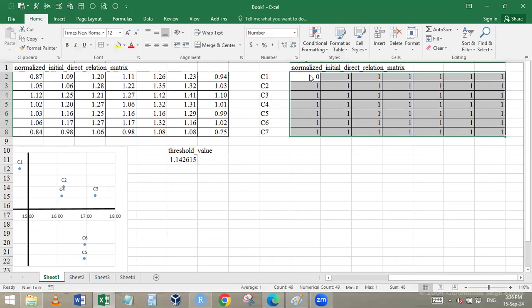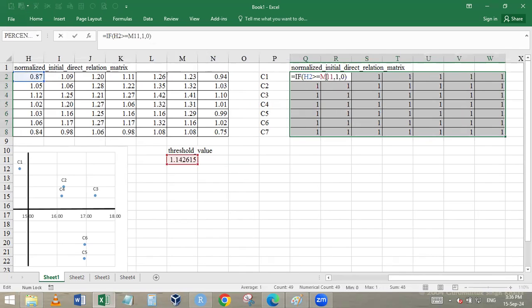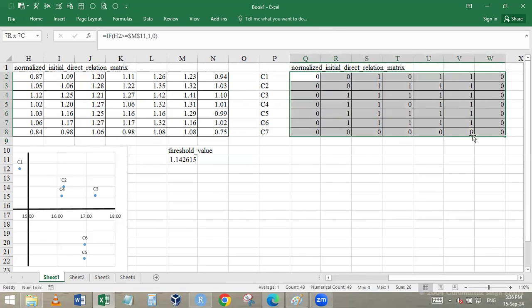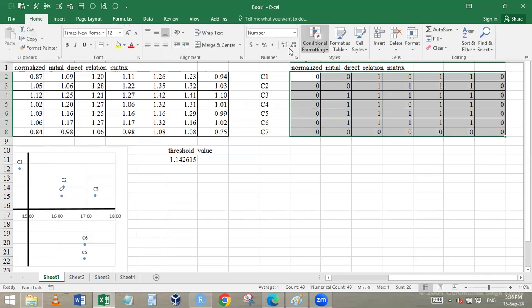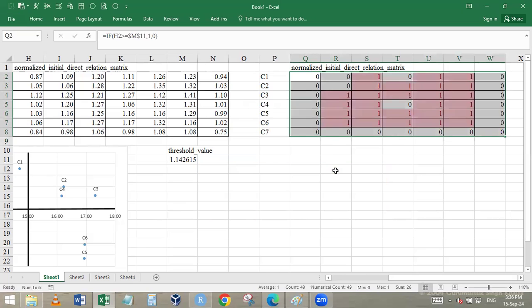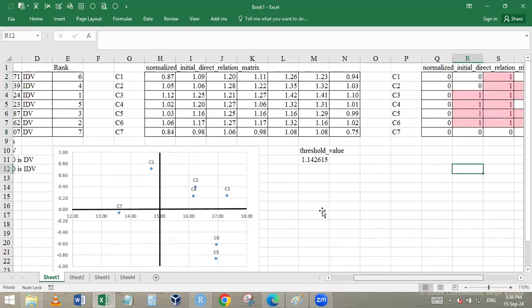Okay, so what's the mistake I have done? The mistake is this M11, I must lock. Okay, now this comes as the effect and the no effect. I'm using conditional formatting, highlight greater than 0. Check this out. Two tables we get.